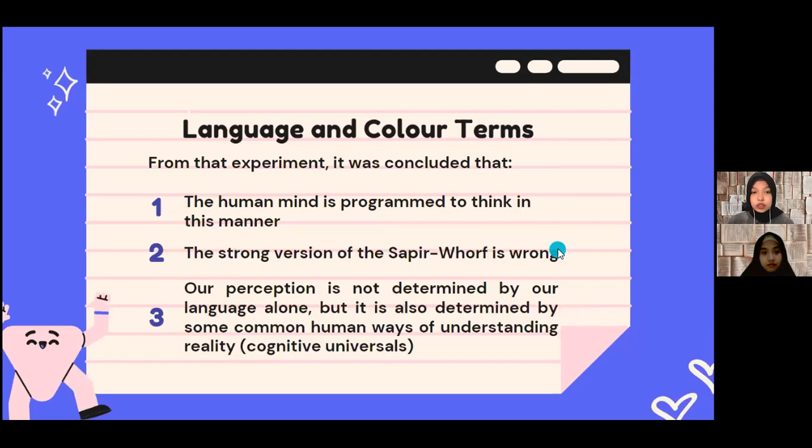So we can conclude, first, that the human mind is programmed to think in this manner. Second, the strong version of the Sapir-Whorf hypothesis is wrong. Our perception is not determined by our language alone, but it is also determined by some common human ways of understanding reality, or cognitive universals.